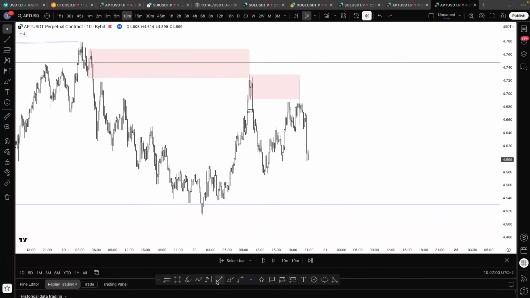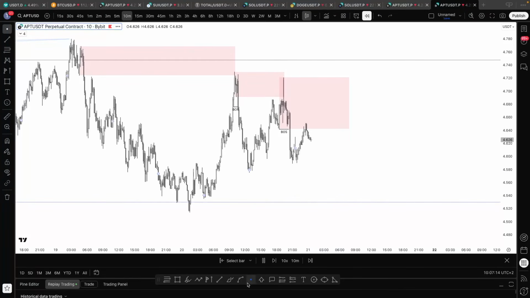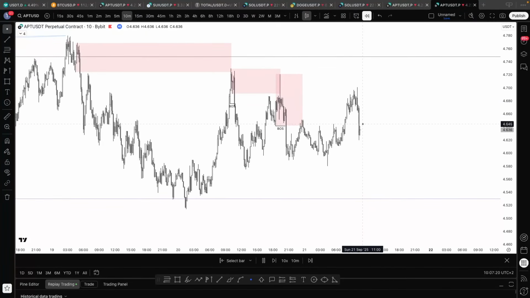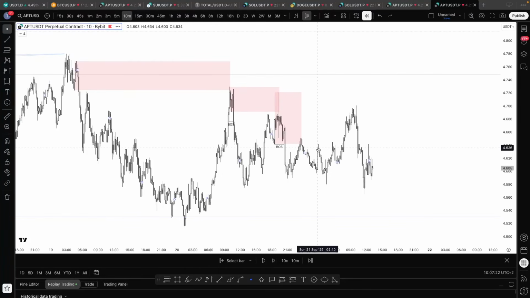Okay, so the second technically valid entry would have been right here with an aggressive break of structure, creating supply, which is a very good thing. And now you have a supply chain. So that's amazing. Let's see what happens when we play price, because price indeed went higher for that supply. And yeah, price was really messing around right there and was not looking that good.